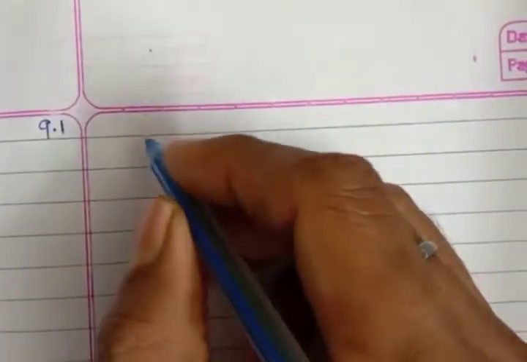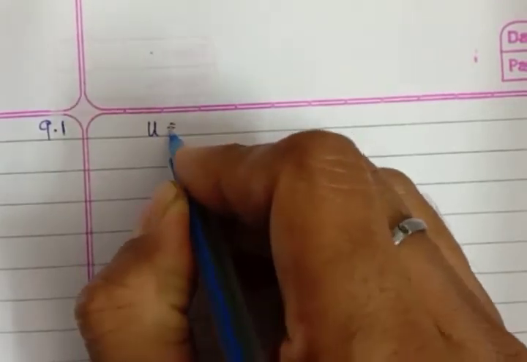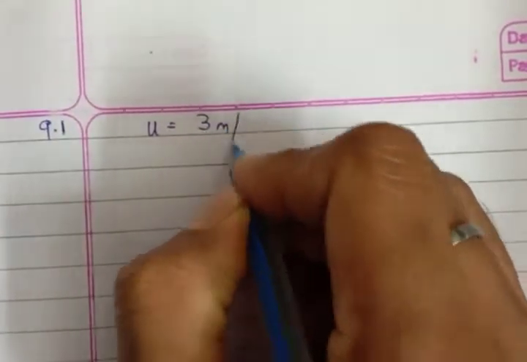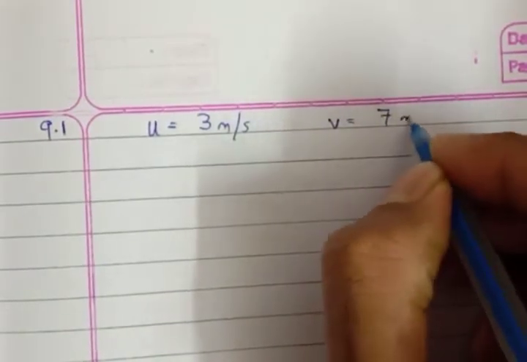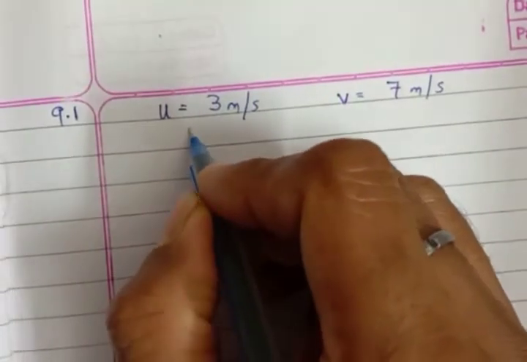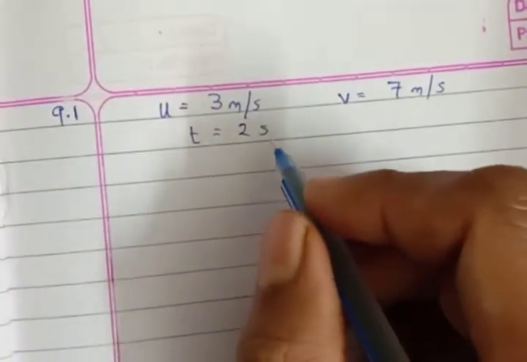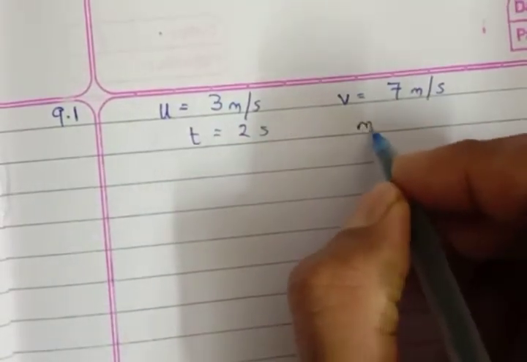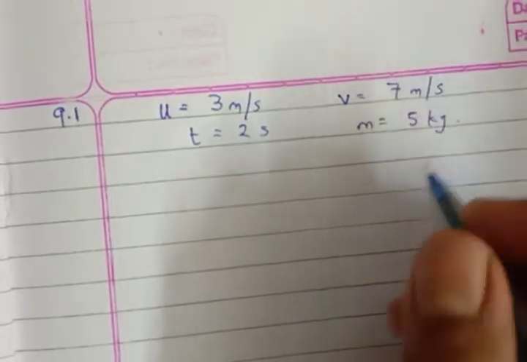Now whatever information is given, first write it down. What is the initial velocity? It is 3 meters per second. What is the final velocity? It is 7 meters per second, right? And what is the duration of time? It is 2 seconds. Okay. What is the mass? Mass of that object is 5 kg. You have to write the units also, right?